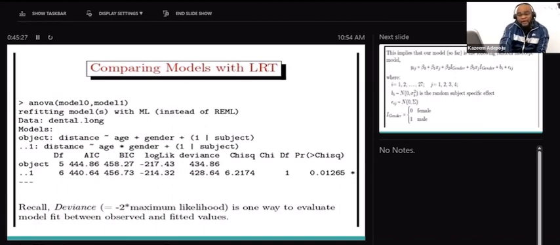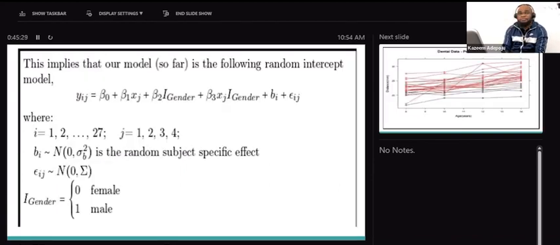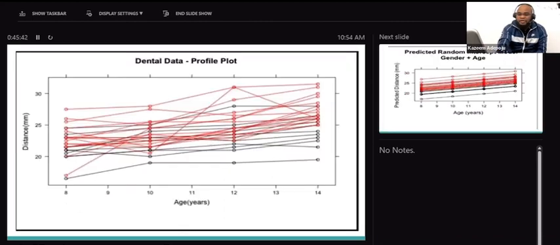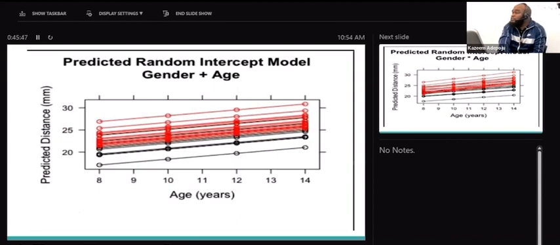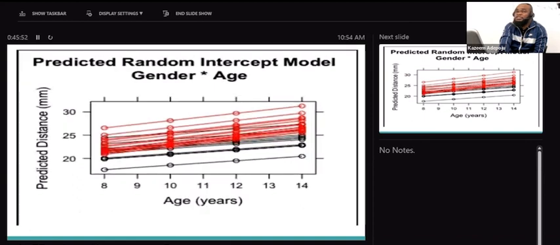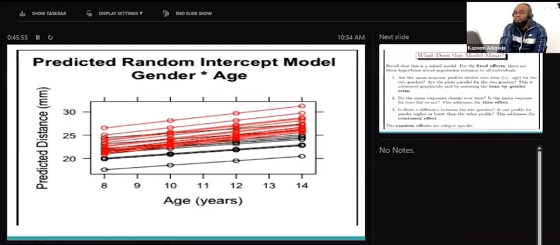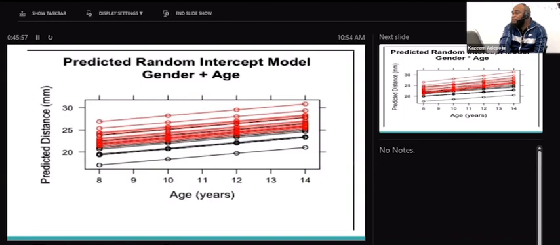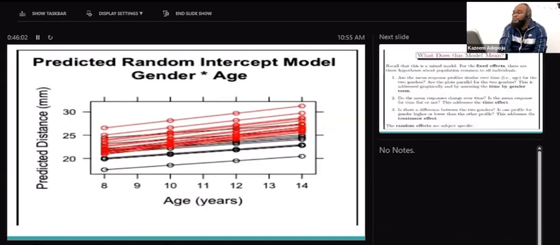Okay, now the model we have fitted so far is this model. We have X, age, gender, and the interaction. And of course, in this specification, don't forget we're using the random intercept. This is the graph. This is the one with age and gender. This is the one with interaction. They are not the same. This is the one with main effects, the simpler model. This is the complicated model.